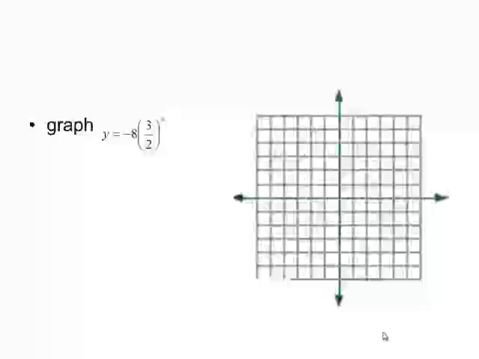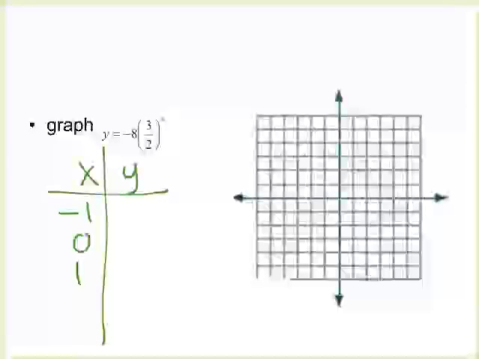For the next example, let's again make a chart. When we plug in -1, as in the last problem, that's going to flip our fraction. So it flips the fraction to 2/3. Multiply that by -8, and I get -16/3, or -5 1/3. Plugging in a 0 gives a front multiplier. So I get -8. Plugging in a 1 gives the fraction itself times the front multiplier.